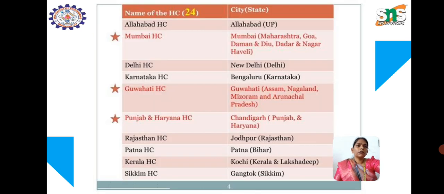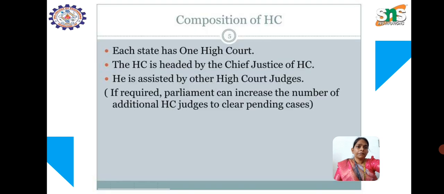So what are the high courts? Let us see in the states. In Allahabad there is a high court, in Mumbai, in Delhi, in Karnataka, Guwahati, and Punjab and Haryana, Rajasthan, Patna, Kerala and Sikkim. We have high courts in these states. Let us see the composition of high courts. Each state has one high court.